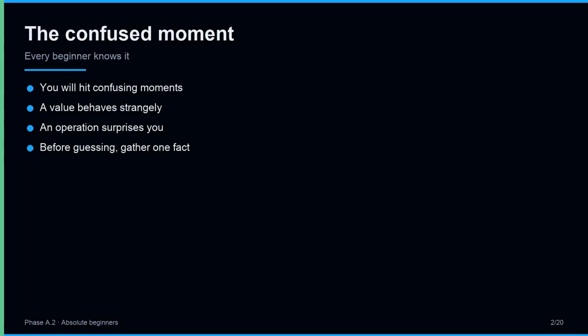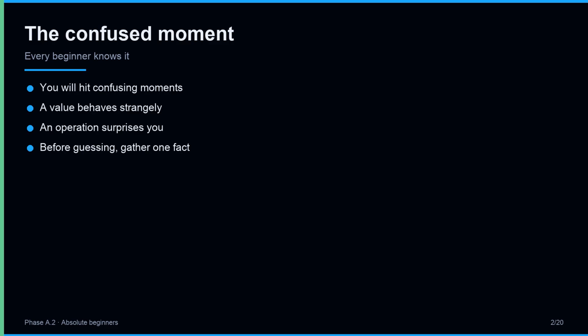Here is a moment every beginner knows. You write a line, and Python does something you did not expect, or refuses with an error. Your first instinct might be to guess what went wrong. Resist that. Instead, gather one single fact. What type is the value involved? Almost every mystery in early Python shrinks the moment you know the type. If you do not know the type, you are guessing in the dark. If you do know it, you are working with the lights on.